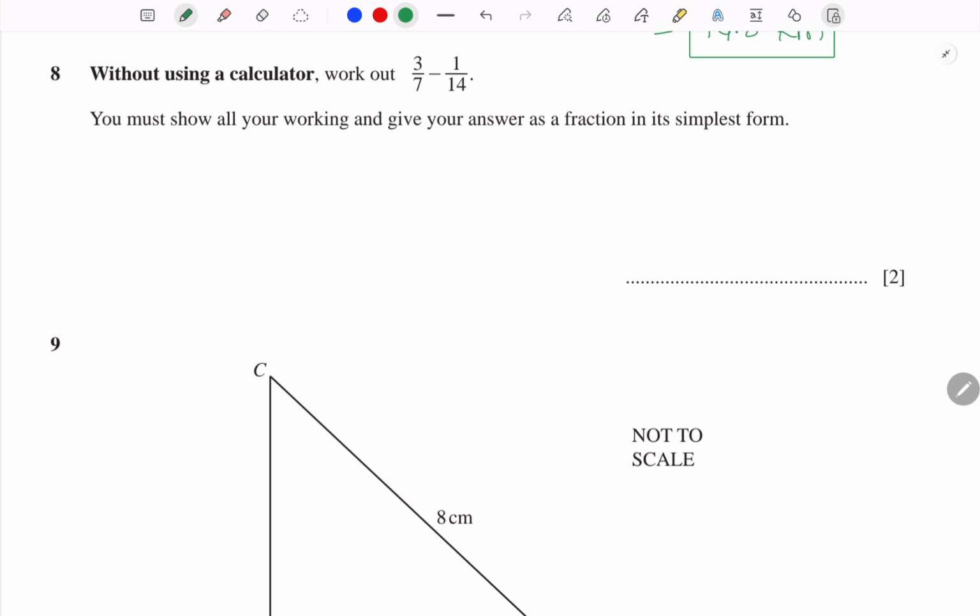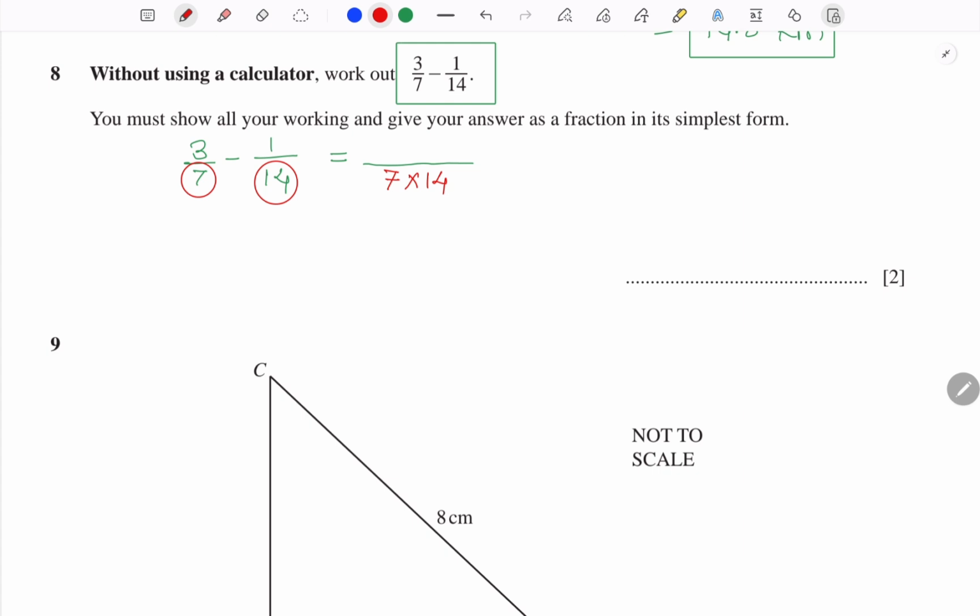Without using a calculator, work out 3 divided by 7 minus 1 divided by 14. Okay, let's solve this: 3 divided by 7 minus 1 divided by 14. The easiest way you can do this is to just convert it into a single fraction. Multiply these two numbers and write them here.